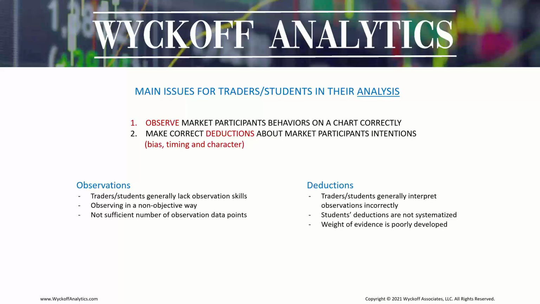Next point here is that when we make observations, because in a lot of ways we're doing this in a subjective way, something attracts our attention just because we have either elements of pain associated with that, or elements of greed, or excitement. Then we will concentrate on those, and we will not make a sufficient number of observations about the chart.